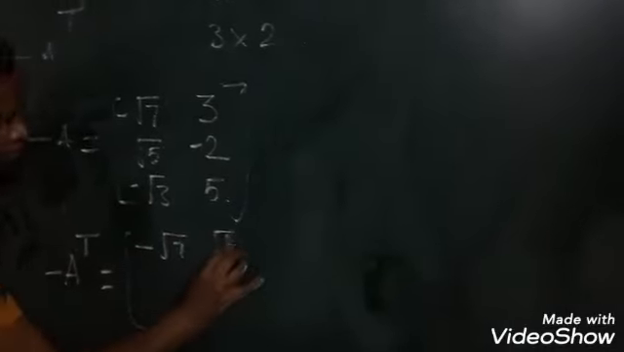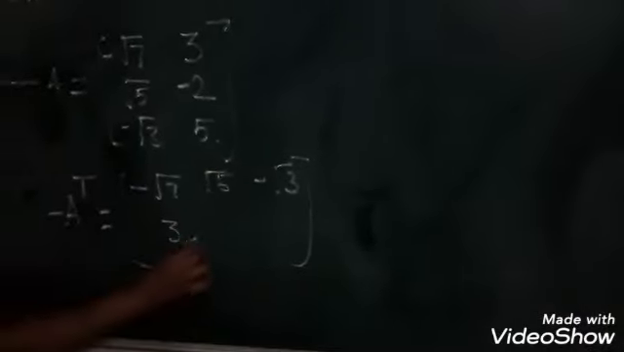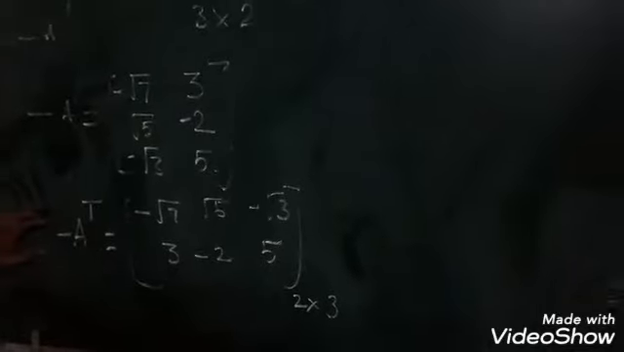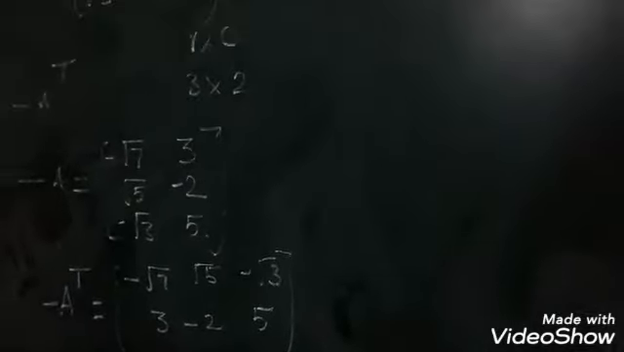So 2 rows and 3 columns. It should be changed. This is the column, it should be changed as a row. Root 7, root 5, minus root 3. Okay. The second column should be changed as a row. 3, minus 2, 5. Here how many rows? 2 rows and 3 columns. Have you all understood? This is the A given. First we want to find the negative matrix. Afterwards you have to transpose. Transpose interchanges the rows and columns. Have you all understood? Yes.